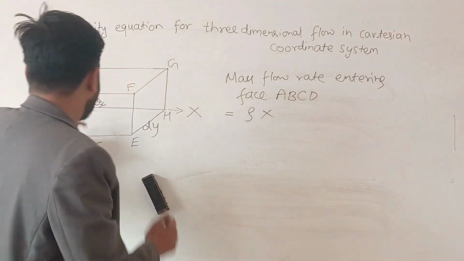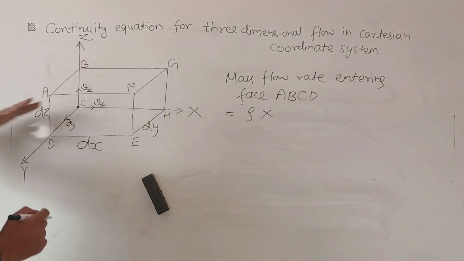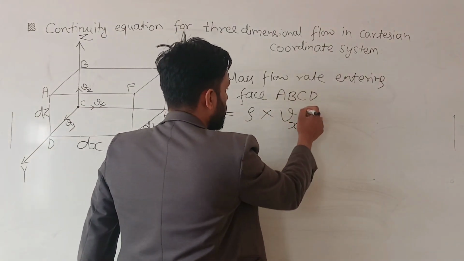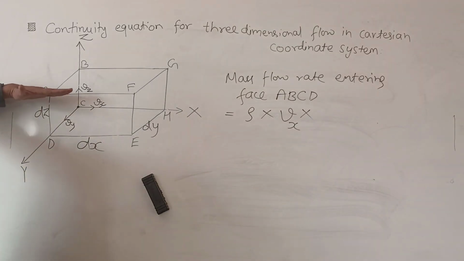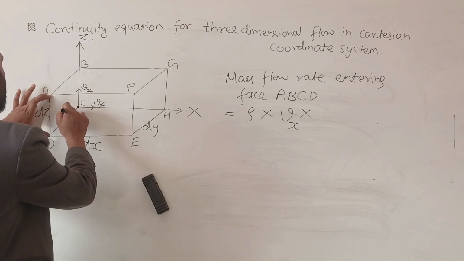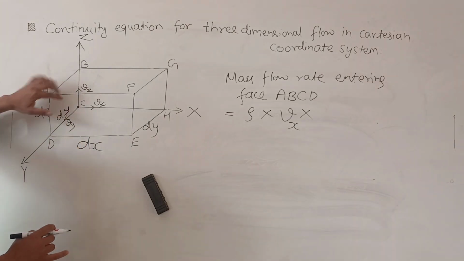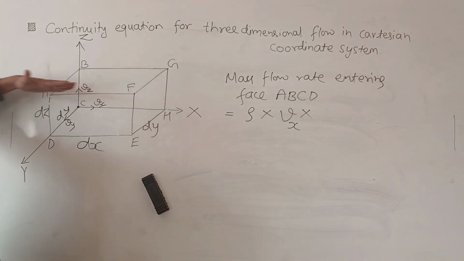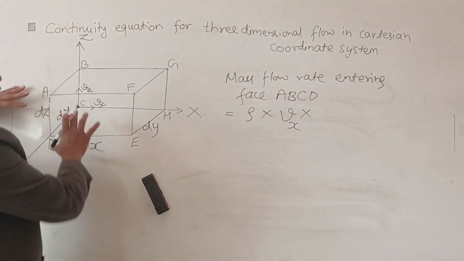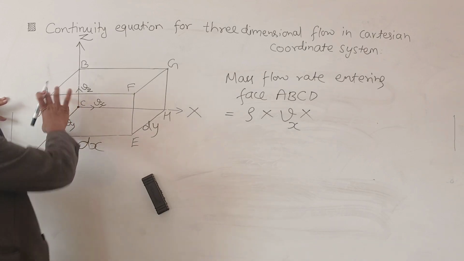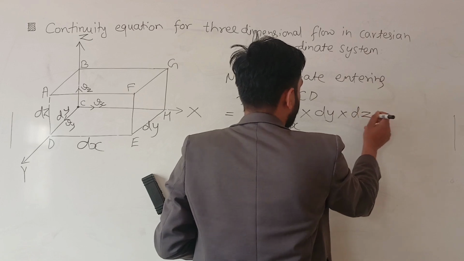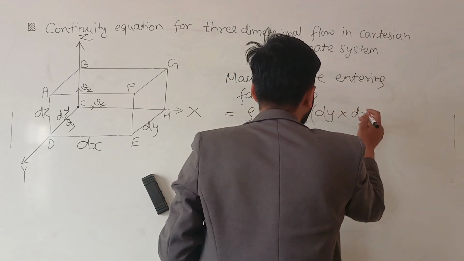velocity. Velocity is what? In this face ABCD, the velocity is Vx, parallel to x, into the area. This face has an area, how much? The area here is dz into dy. So dy into dz is the area of this face. This must be the perpendicular area. We have considered the x direction, so what is the perpendicular area? That is this face, dz into dy. So let's write the area dy into dz.